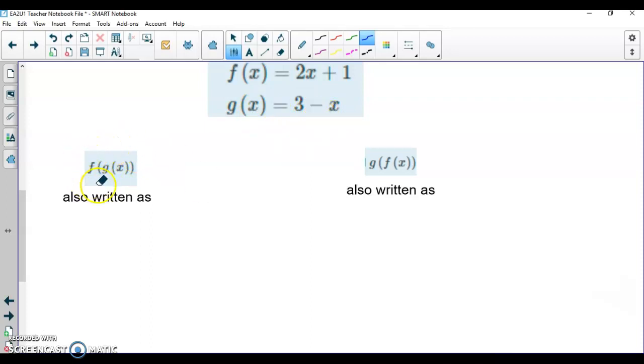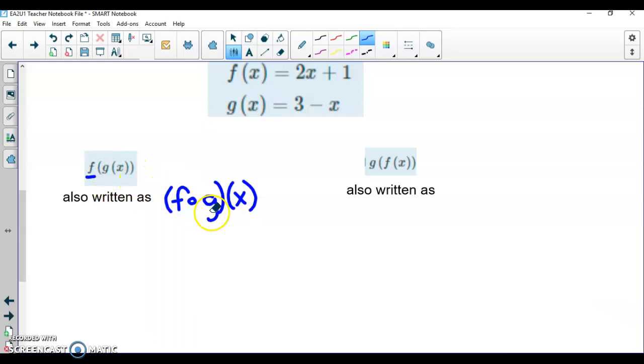The first notation says f of g of x, which is also written as the same thing, parentheses, f composed with g of x. Notice f stayed first, g stayed second. We just have this composition sign. These are the same thing.